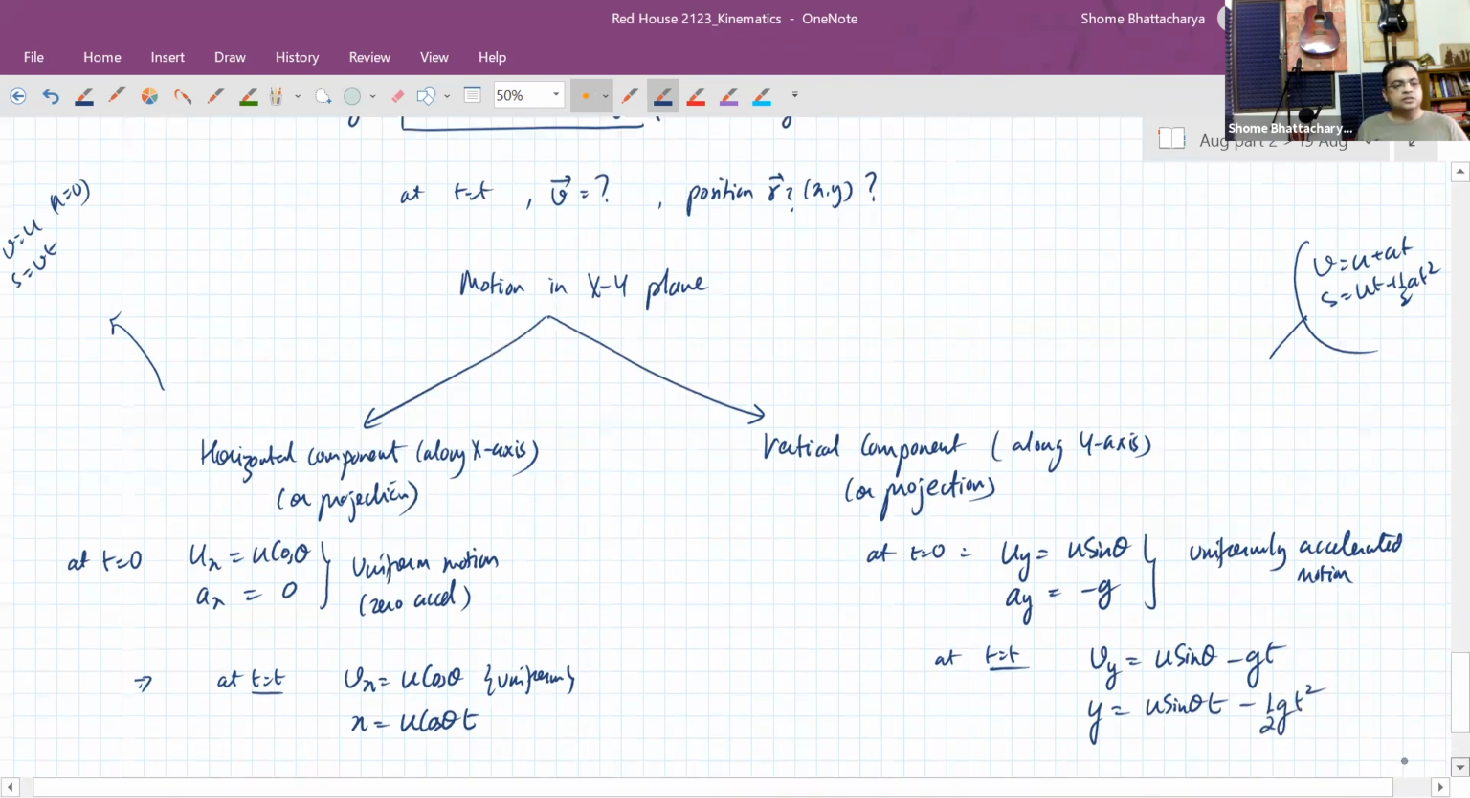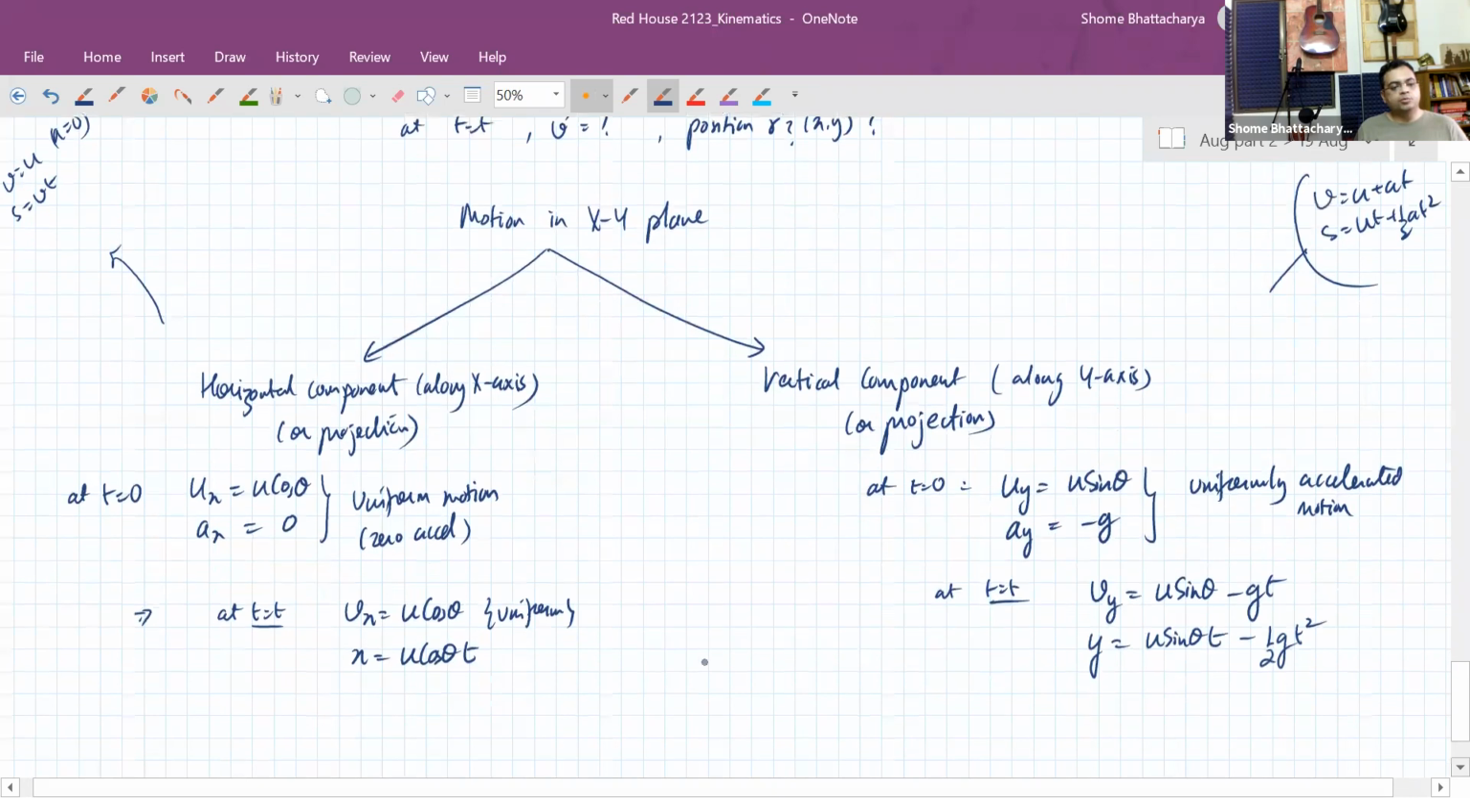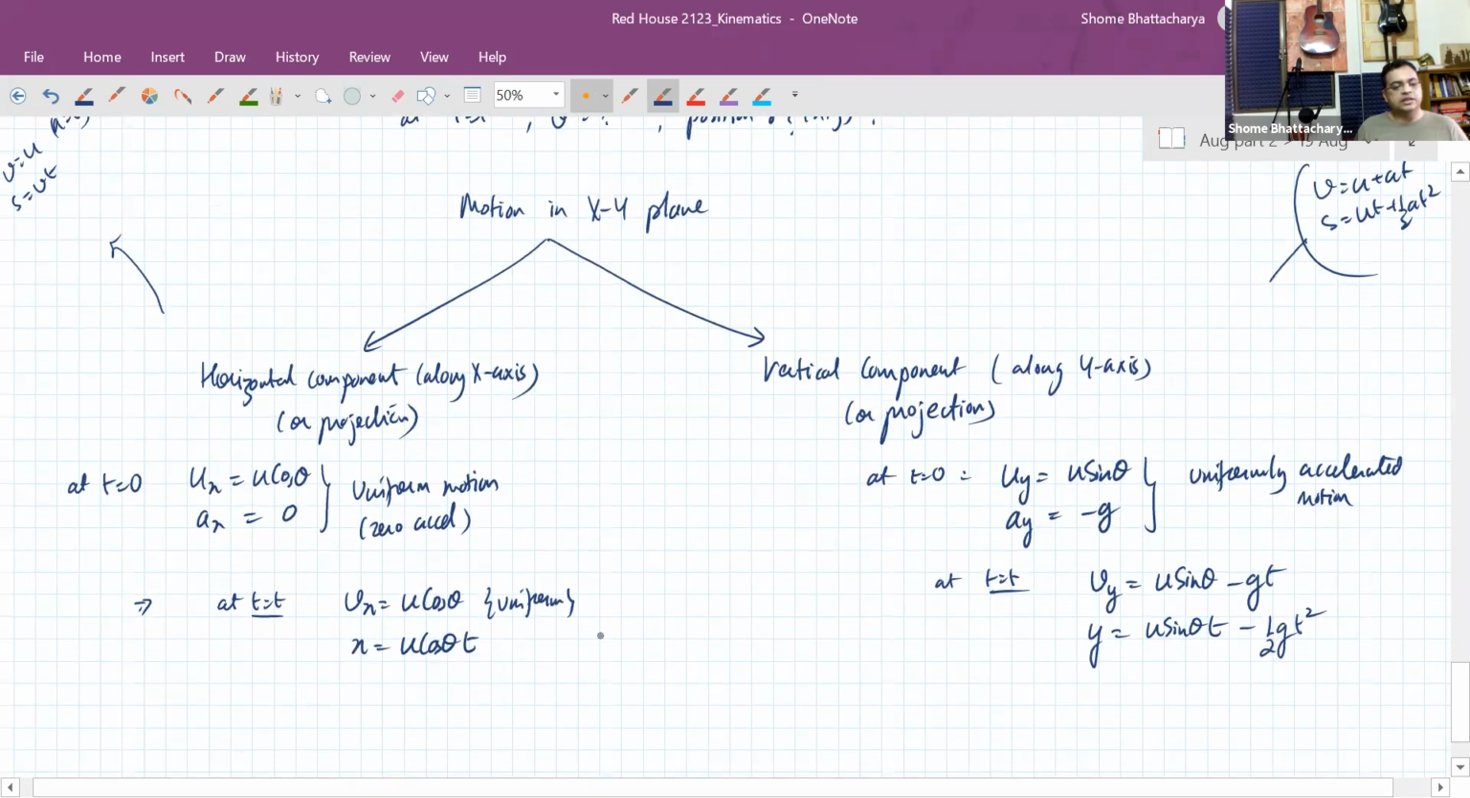So now these equations are giving me the component wise, instantaneous velocity and position. So these equations give me the velocity and position components, instantaneous velocity and position components at time t.